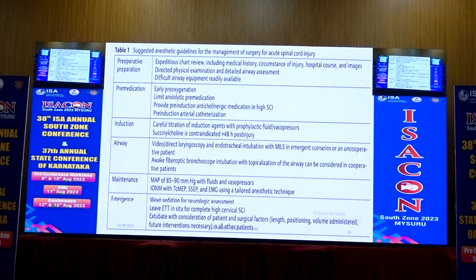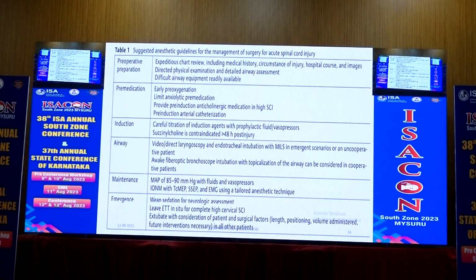Apart from your regular monitoring, use intraoperative neuromonitoring. The SSEPs and the MEPs can be a good guide. The surgeons will ask you, as they want to test the SSEPs and MEPs. At that time, your inhalational agents can interfere with it. It is at that time you try and maintain anesthesia with TIVA.